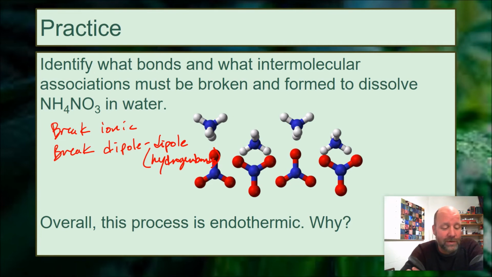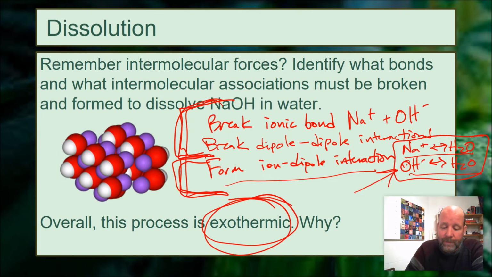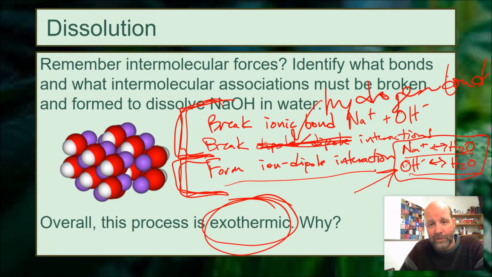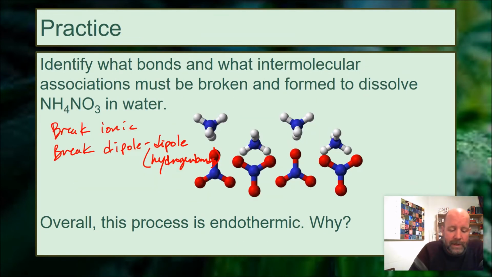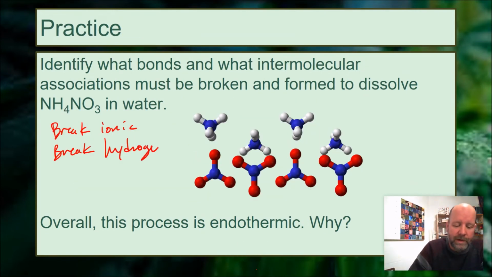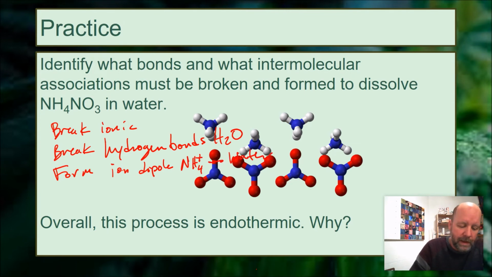And again, like I said, I should have said that on this problem here. I should make that say hydrogen bonds in big letters because they want to hear you say hydrogen bonds when it's that kind of dipole. So I'm actually going to strike this here and put hydrogen bonds in the water. And then we're going to form ion dipole between the ammonium and the water. And we're going to form ion dipole between the nitrate and the water.